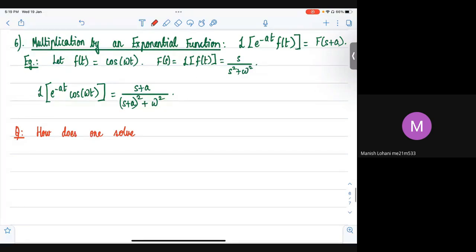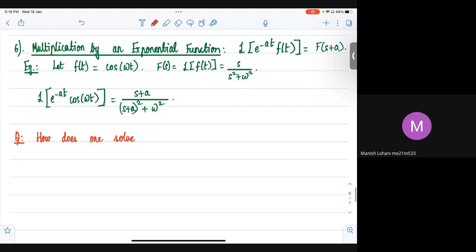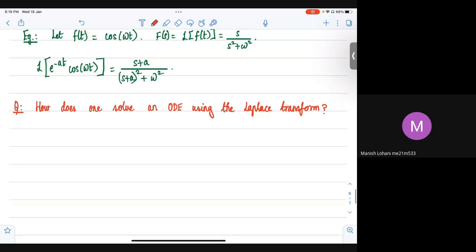So the question that arises is how does one solve an ordinary differential equation using the Laplace transform? Before I answer the question, are there any questions based on what we have learned till now? We have just looked at the definition of Laplace transform and a few properties. Now we are going to see how we apply it.